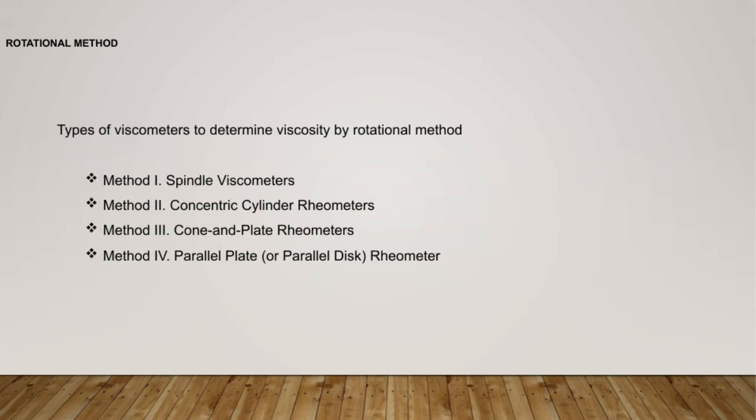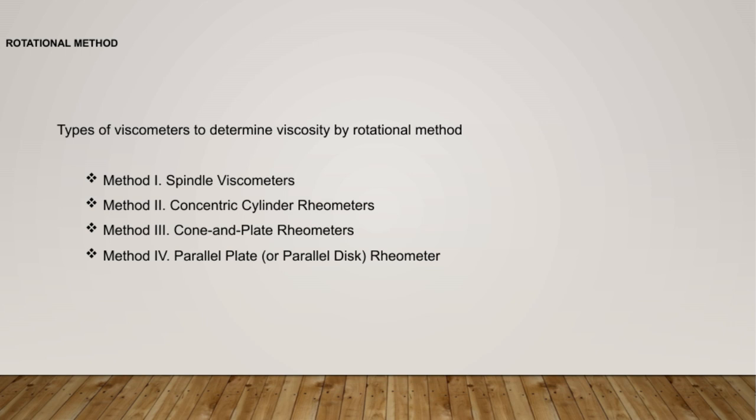Let's take a closer look at the different types of viscometers used to determine viscosity through the rotational method. First up, we have the spindle viscometers. These are simple and versatile devices where a spindle rotates inside the fluid, and the resistance to rotation gives us the viscosity measurement. Next, we have the concentric cylinder rheometers.